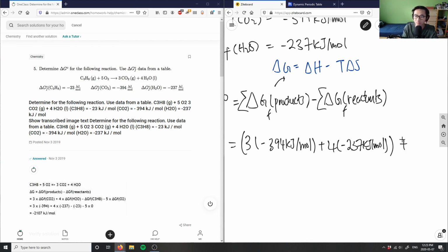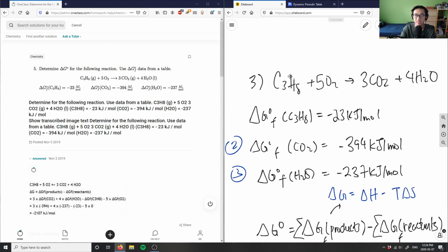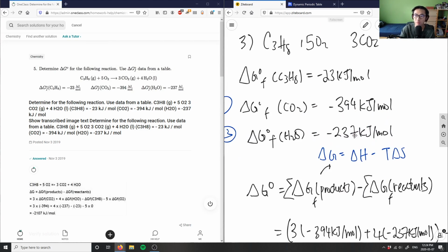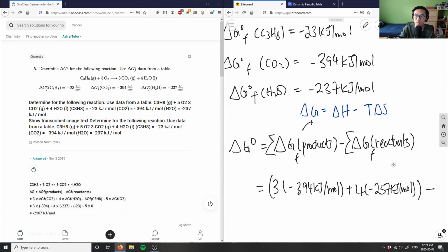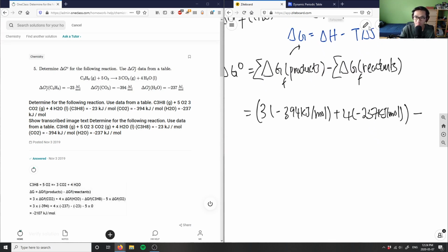plus, or minus, sorry. So I'm going to minus my delta G F of my reactants, right? In this case, my reactants here, I have this is my propane, and this here is my oxygen gas. So propane would have a delta G F of negative 23 kilojoules per mole, right? And that's simply just a 1, right? So we have basically 1 times negative 23 kilojoules per mole.